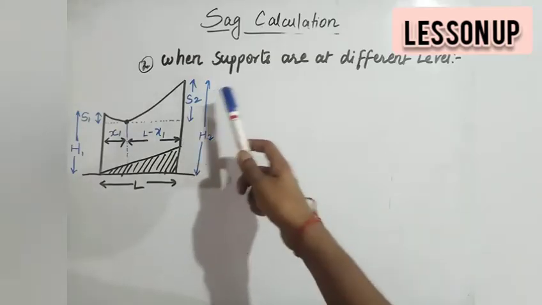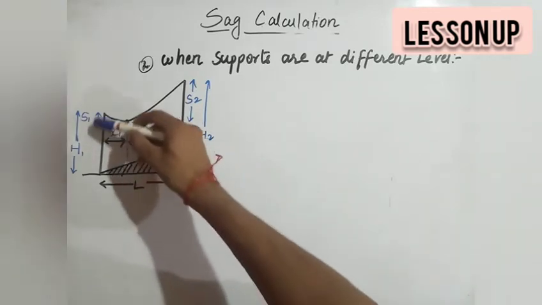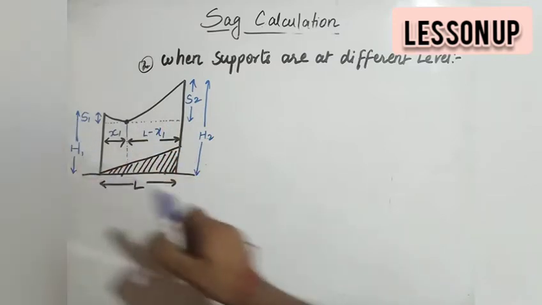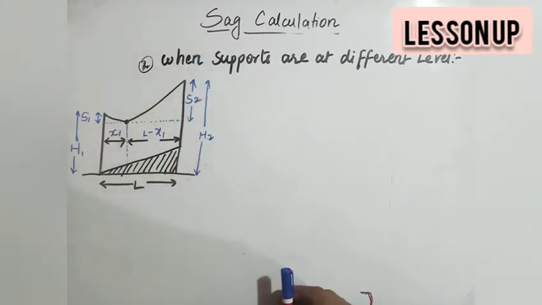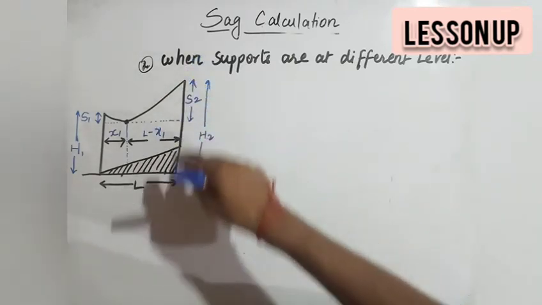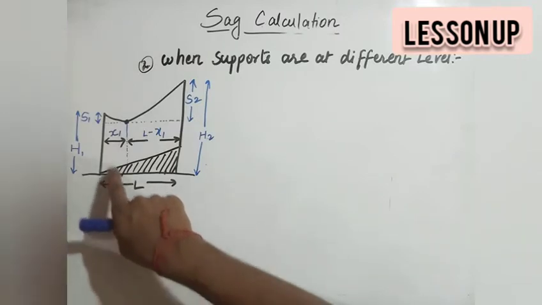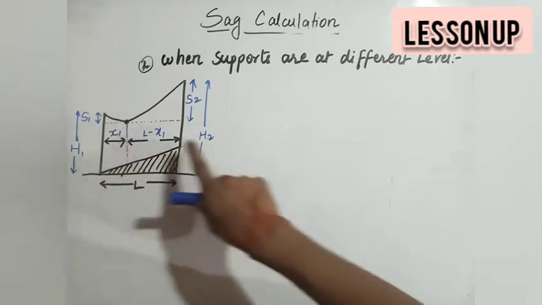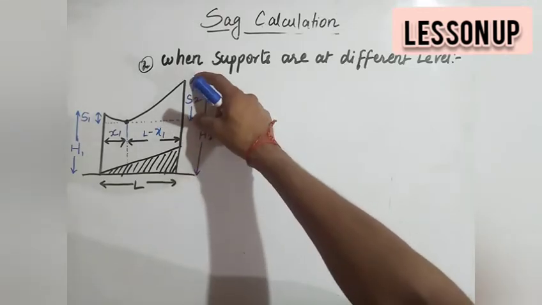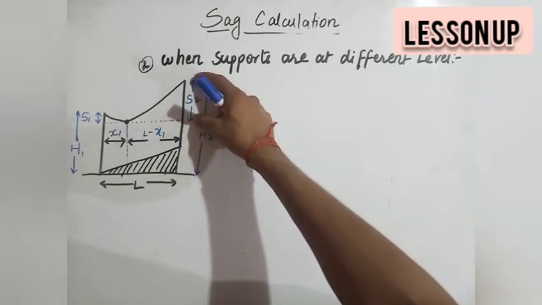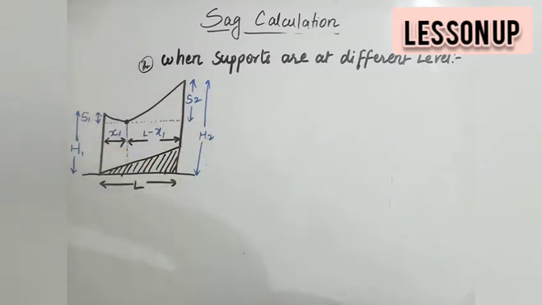Now when the supports are at different levels, as we can see, this support is placed here and the next support is placed at this position. The span between these two supports is L. The height of this support is H1, and the height of the second support from the ground is H2. This is the sag experienced by the second pole, and this is the sag experienced by the first pole.